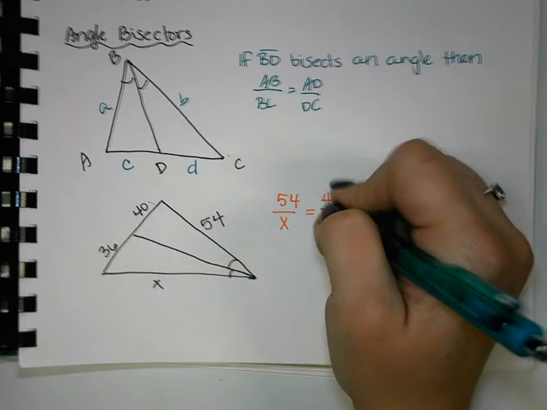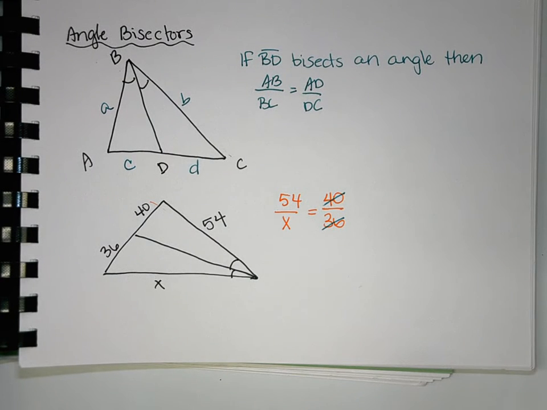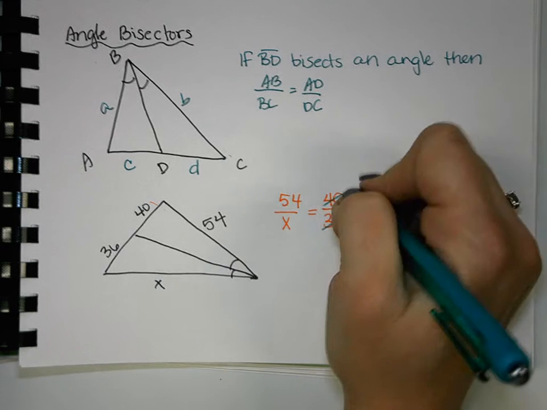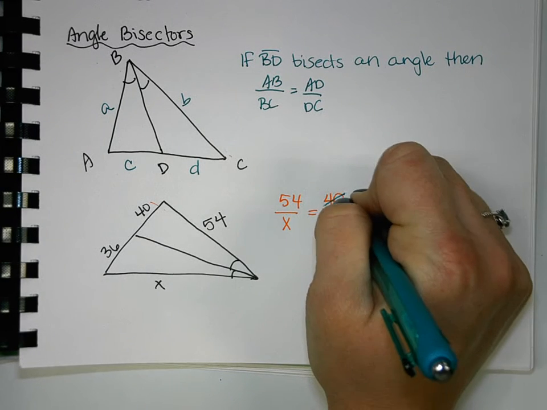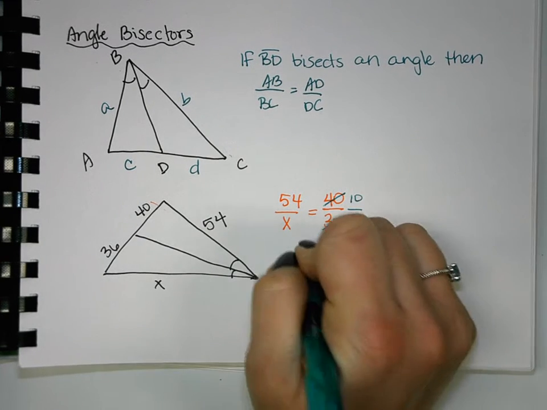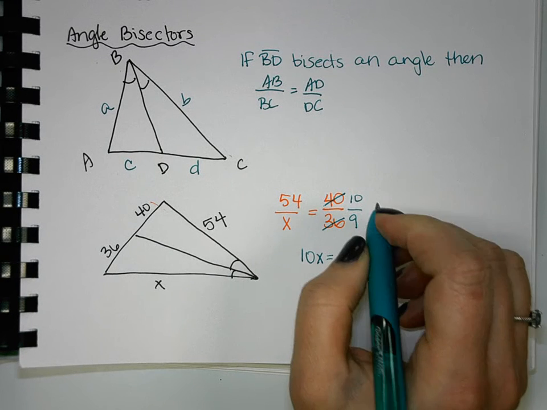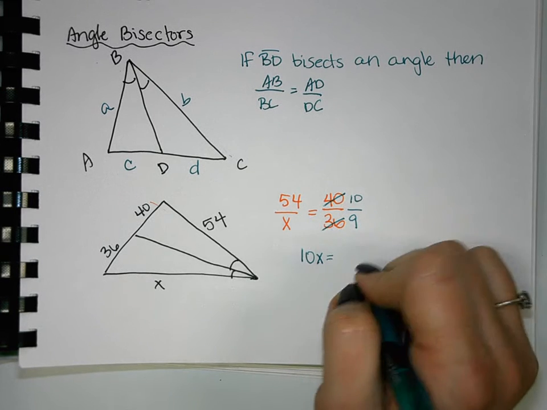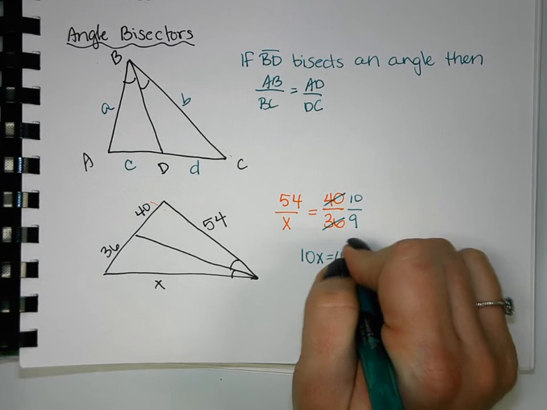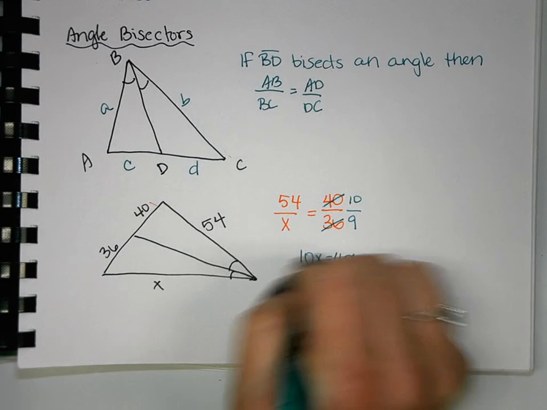From here, I would reduce these numbers before we start, just so we get some smaller numbers to work with. So a number that goes into 40 and 36, 4? 10 and 9. So we have 10x equals 9 times 54, 486. Divide both sides by 10 and we get 48.6 for x.